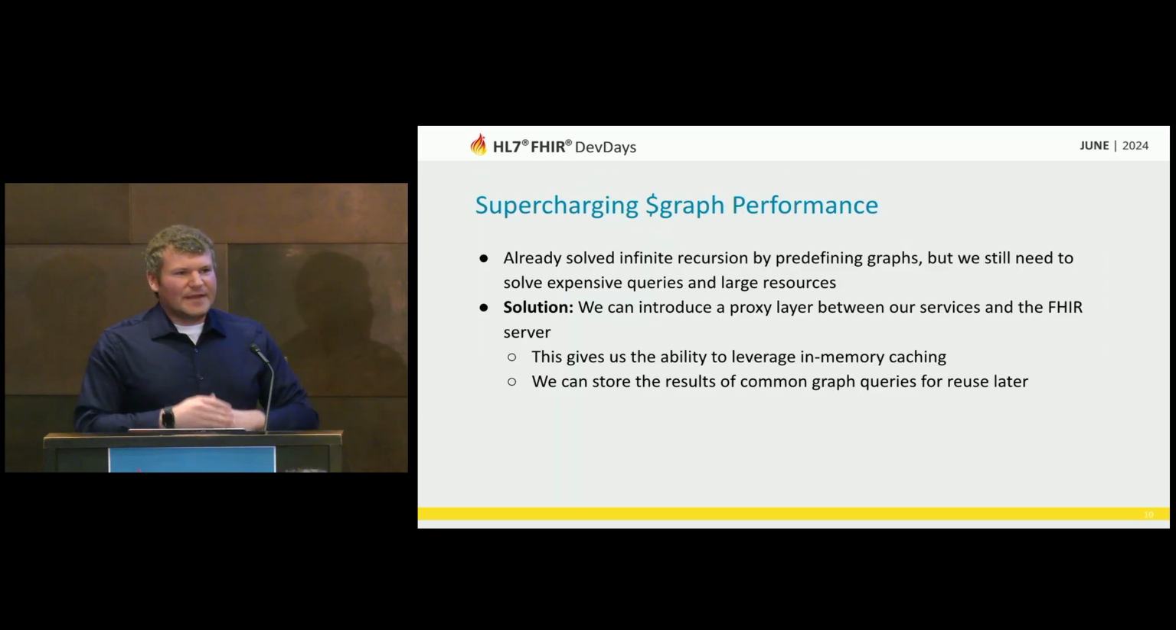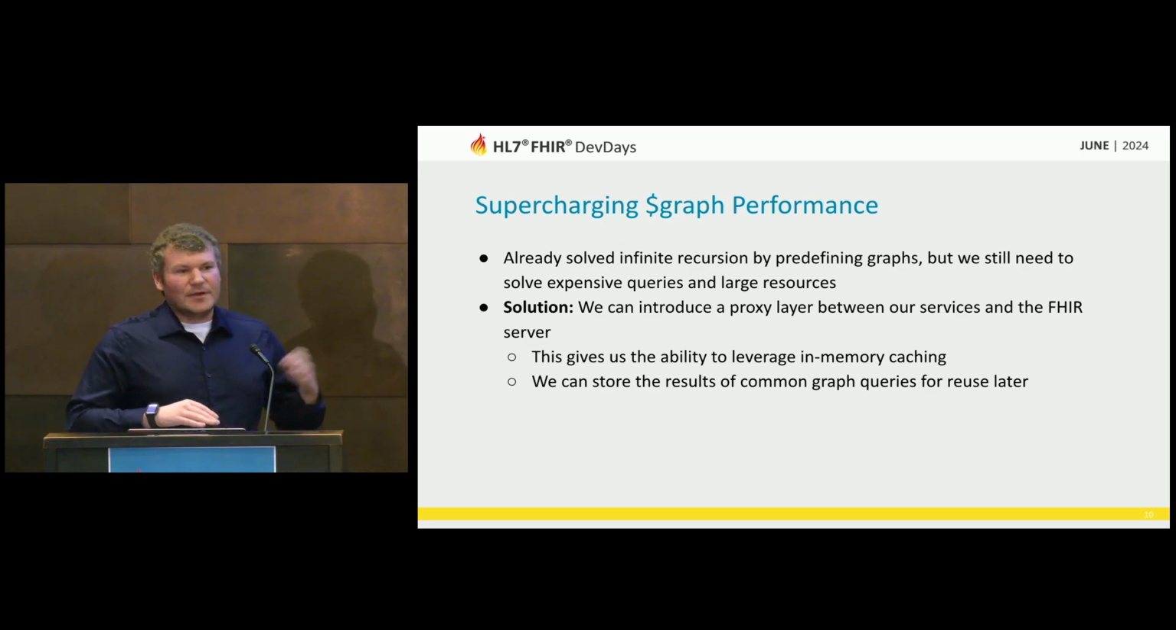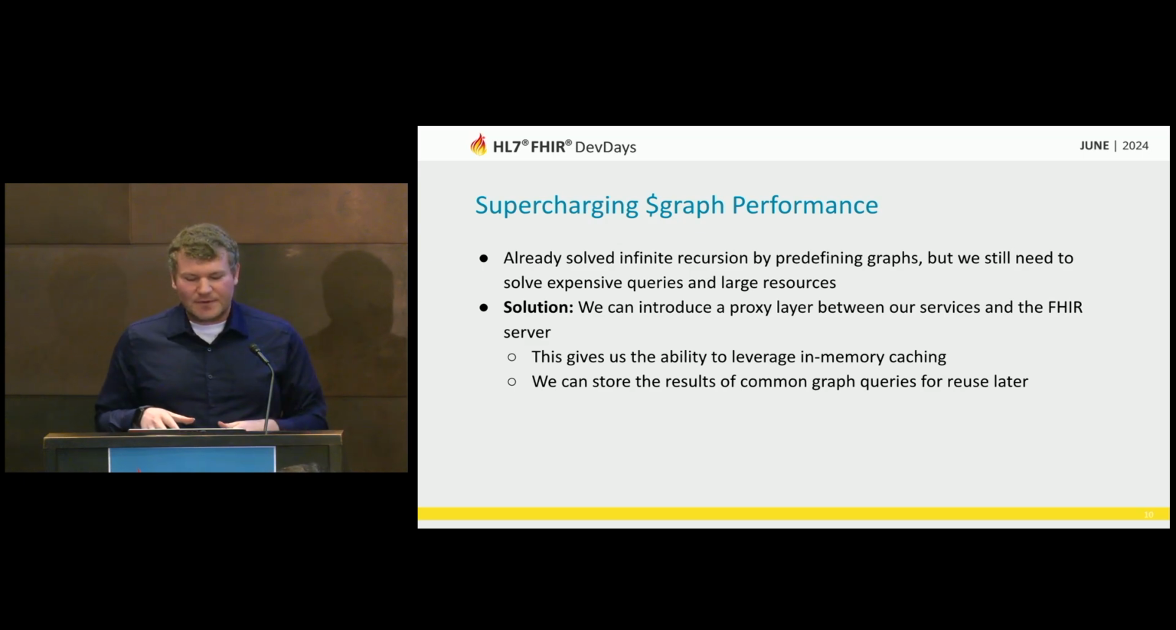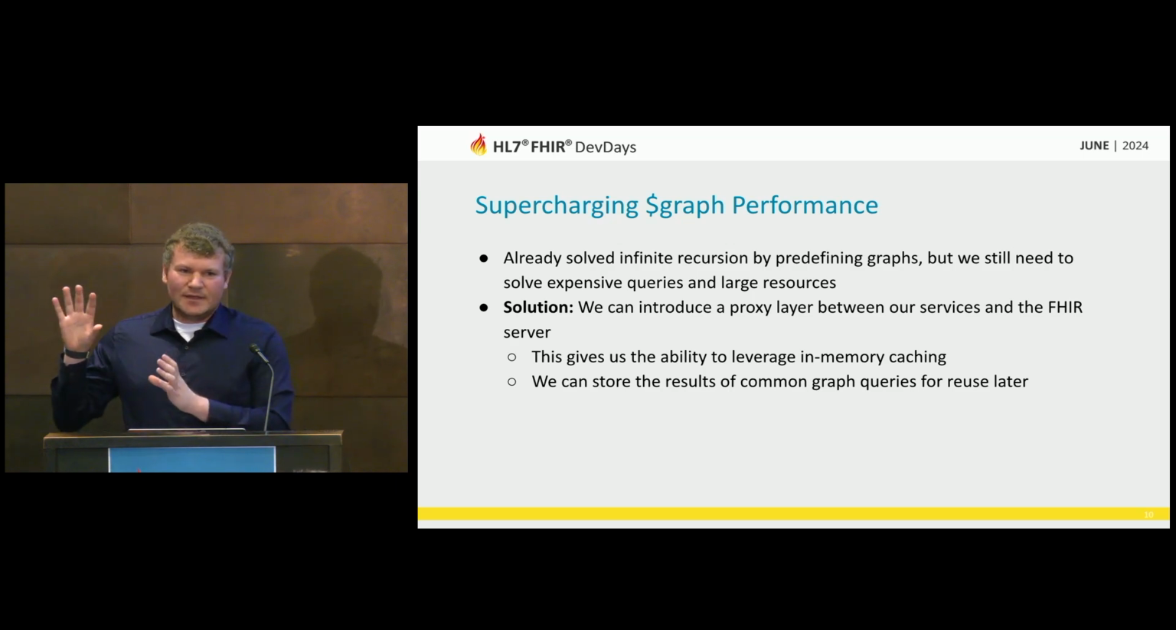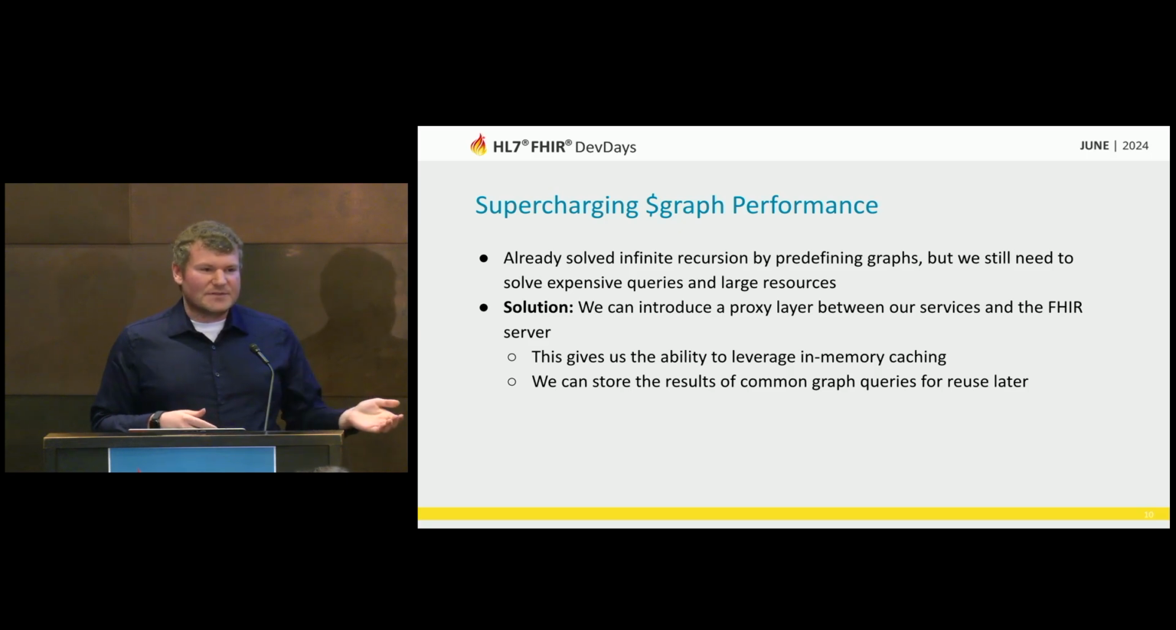So now that we've gotten that figured out, how do we actually continue supercharging the performance of this implementation? We already talked about how we solved the infinite recursion problem, but we still need to solve the problem of expensive queries and large resources. The way that we can solve that is we can introduce a proxy layer. This proxy layer is going to go between our services and the actual FHIR server. What this does, obviously, gives us the ability to leverage in-memory caching so that we can store the results of common graph queries and reuse them for later.